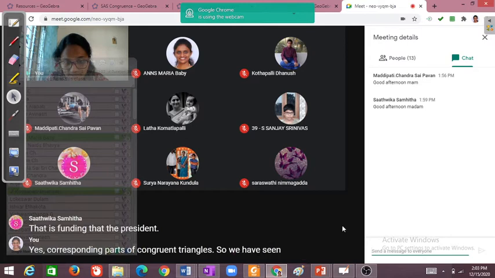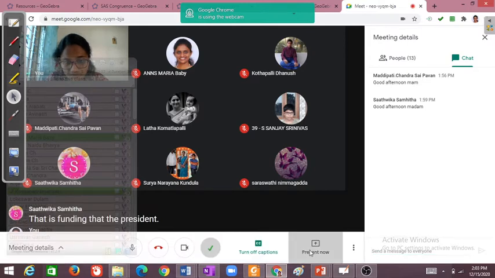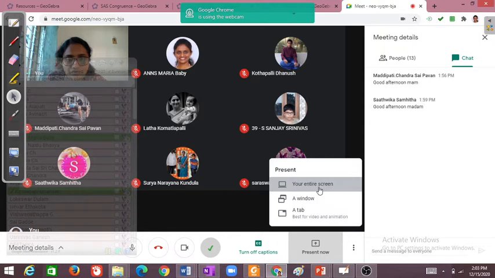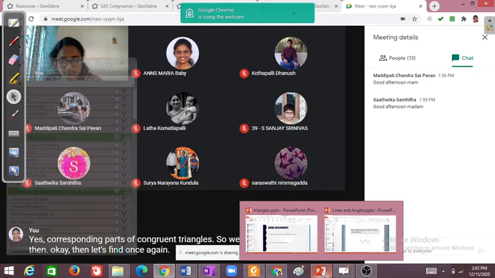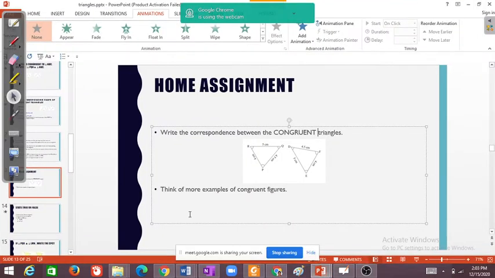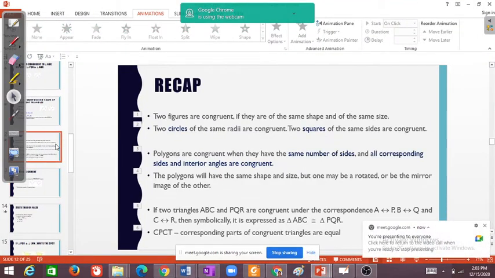Okay, then let's go into that. Yes, ma'am. Yeah, so we have discussed about when two figures are congruent. We discussed about the congruency of circles, squares, even triangles, polygons. Then we have seen that if two triangles are congruent, their corresponding parts are also equal, right?